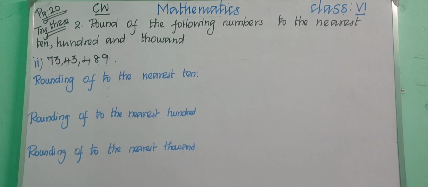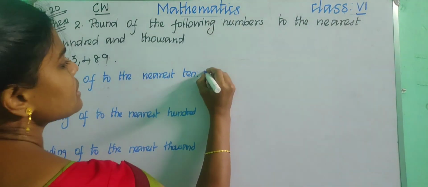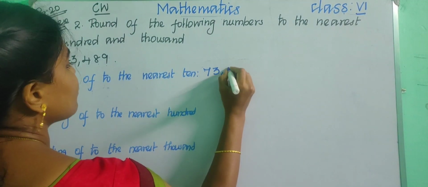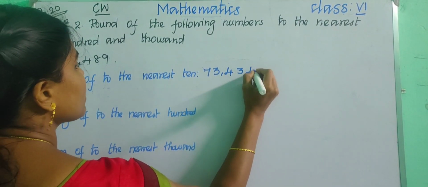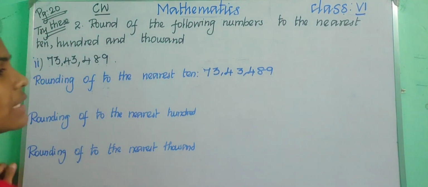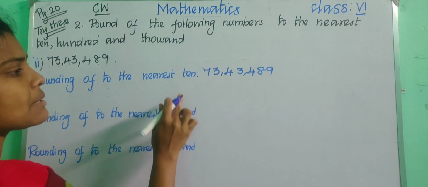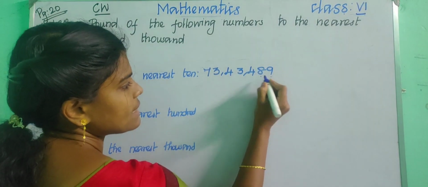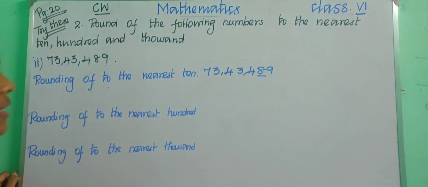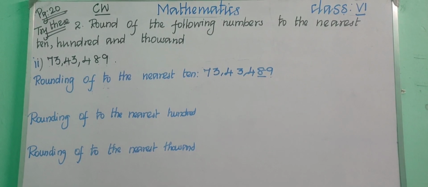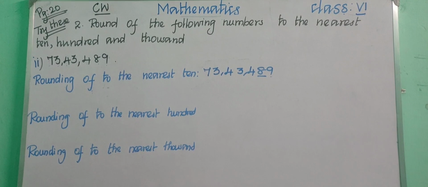Okay, children, so first of all, let us round off this to the nearest 10. So first of all, let us write the same number: 73 lakhs 43,489. So simply we are writing the same number. We are just going to mark the tens place. So it's ones and it is tens, right? So it is the tens place. Okay, children, so what do we need to do next? We need to check the next number.